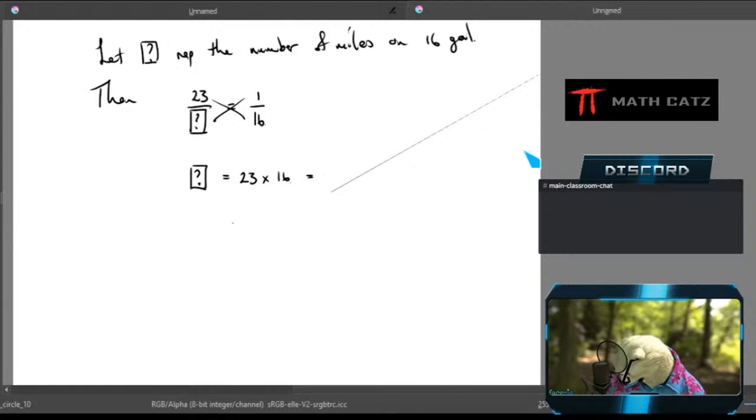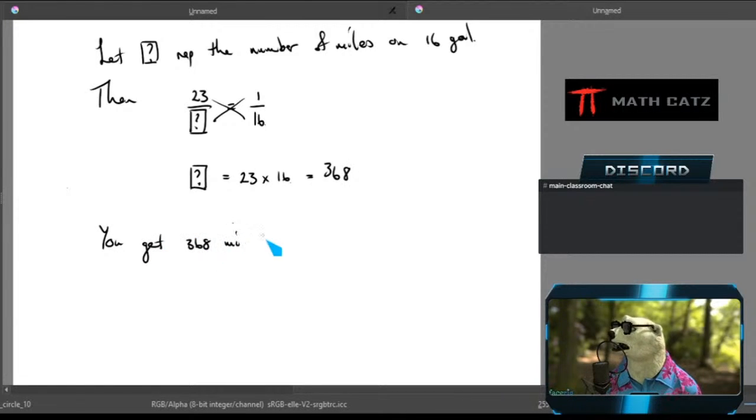And we get a line, no, we get 368. Concluding sentence, it's a word problem, like always. Step 1, step 2, step 3. You get 368 miles on 16 gallons.